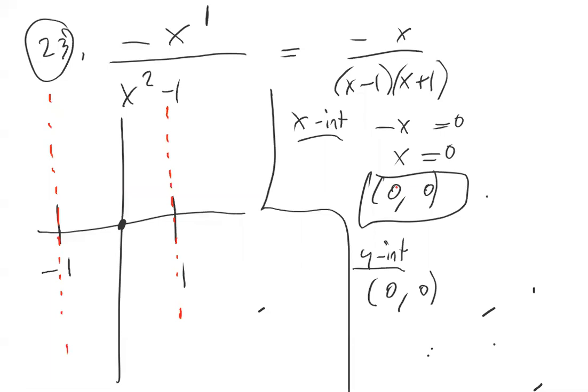Then let's label the horizontal asymptote. So that's y equals 0. So the horizontal asymptote is, now don't draw the horizontal asymptote through the middle of the graph, just draw it at the ends of the graph. So the horizontal asymptote is y equals 0 at both ends of the graph.